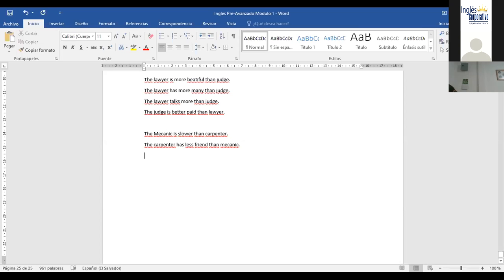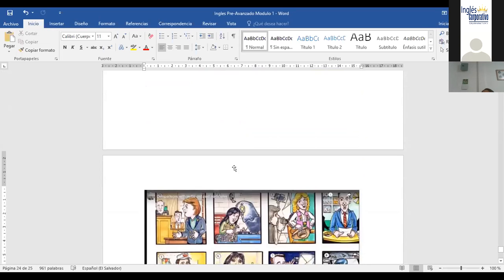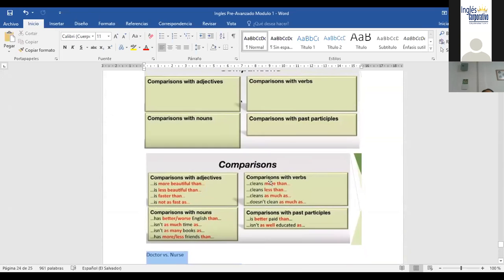The carpenter has less friends than the lawyer has more money than the judge. It is true, teacher. I guess so. Has more money. When you put cleans, you have to, for example, maybe Richard has cleans.